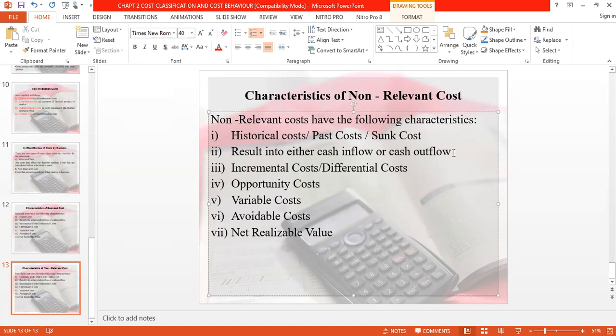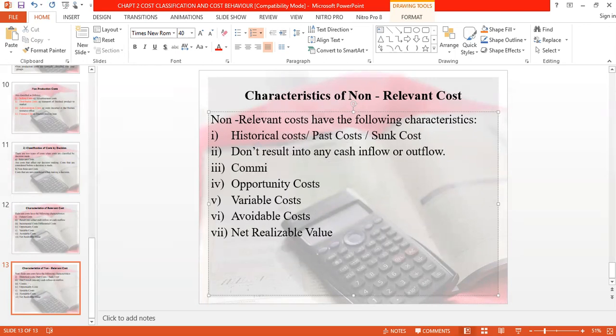They are historical. The second characteristic, they are non-cash flows. They don't result into any cash inflow or cash outflow.